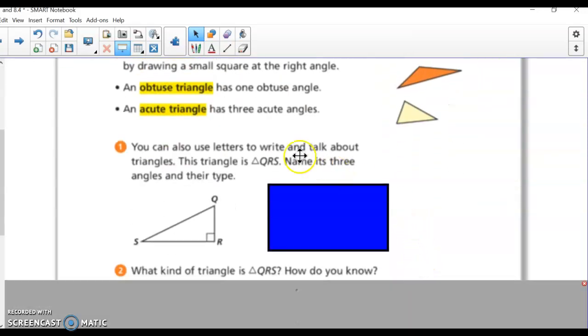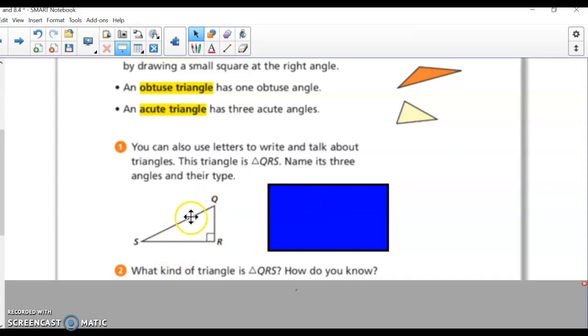Okay, so let's go through some of these together, and I want to talk about naming angles and naming triangles as well. So it says you can also use letters to write and talk about the triangles. This triangle is triangle QRS. Name its three angles and their type. Well, this symbol says you're naming a triangle, and then QRS, you can name it in any order you want. QRS, SQR, RSQ, you can go backwards to however you want to name it as long as you get all three corners or vertices. That's how you name triangles. Very similar to how we named our angles last week.